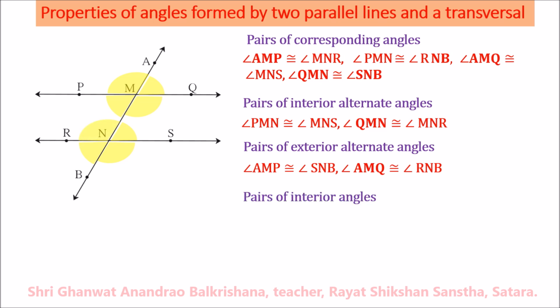Now can you tell the pairs of interior angles which are supplementary to each other? Angle PMN plus angle MNR is equal to 180 degrees. Angle QMN plus angle MNS is equal to 180 degrees.